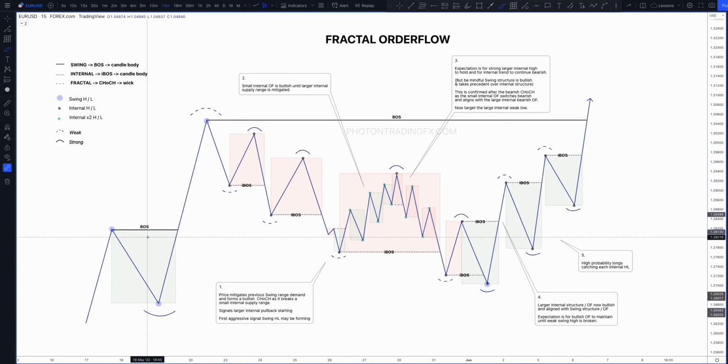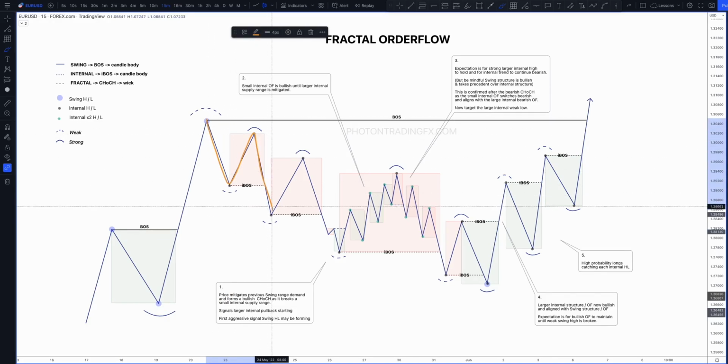But that's the general expectation. We then get the larger internal structure shifts bearish. So you can see it comes down and mitigates the prior range. It comes down, it mitigates the prior range, and it comes down. Then it shifts bullish, right?